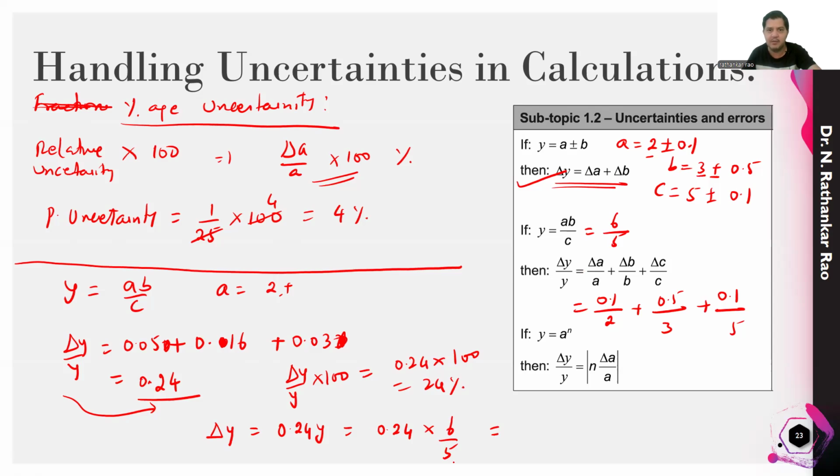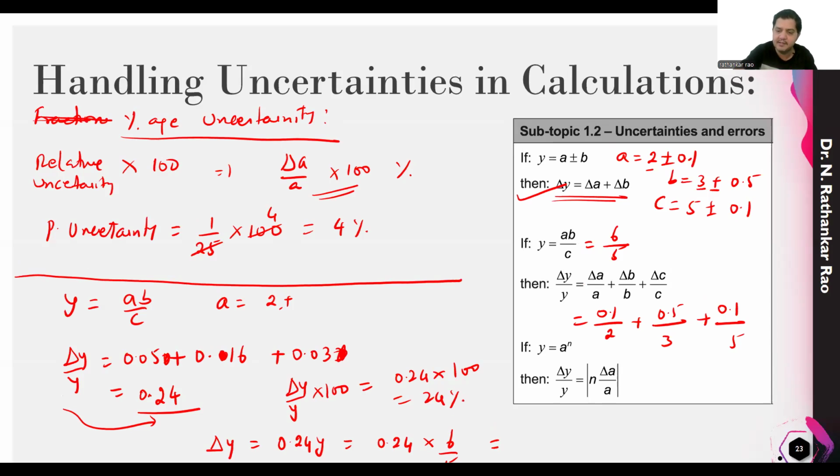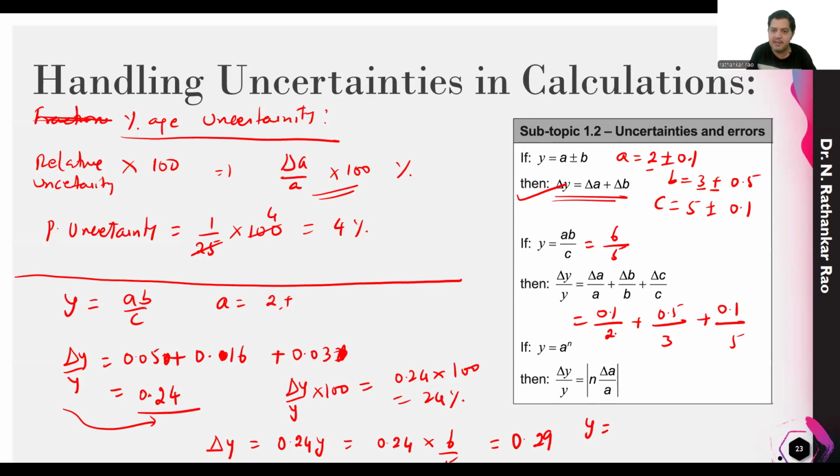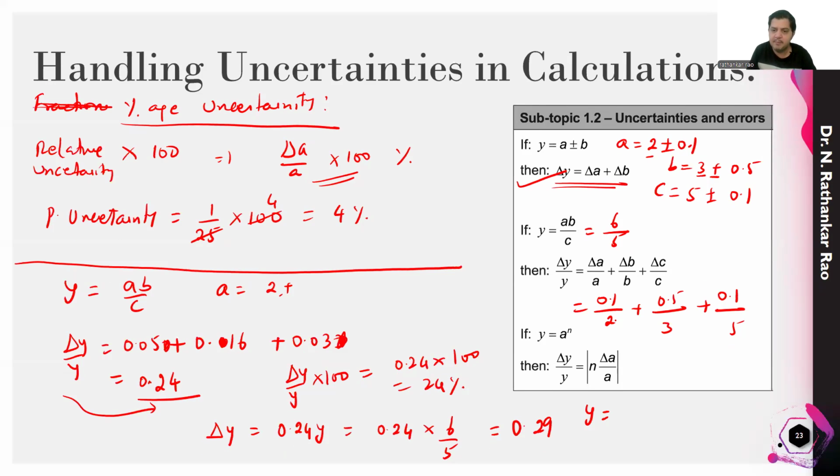Let me use my calculator. So I have 0.24 star 12 divided by 5 will be equal to 0.288. Thus you can write this as 0.29 over here. Thus the value of y can be written as, how do you write the value of y? What is y? Y is 12 by 5. Let me write down that also. 12 by 5 is 2.4. 2.4 plus or minus 0.29, and if it is measured in centimeters, write this as centimeters.